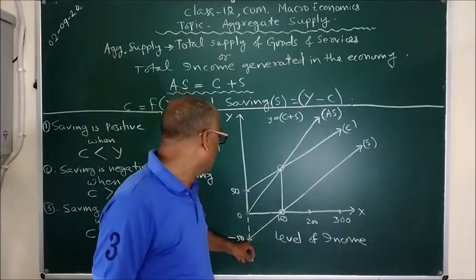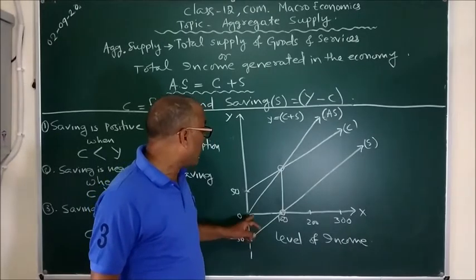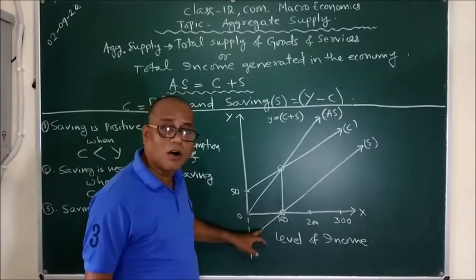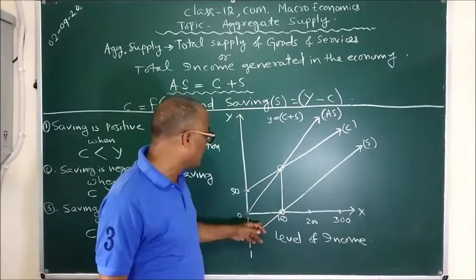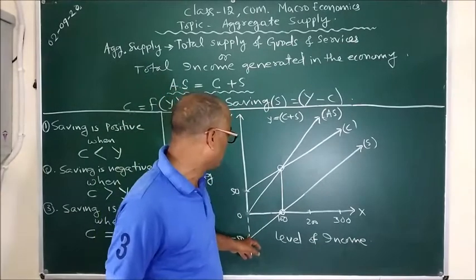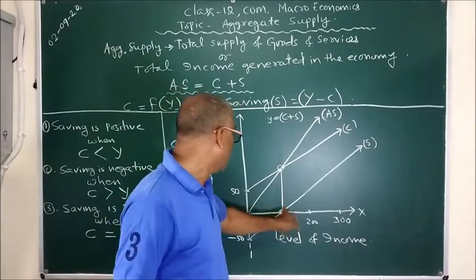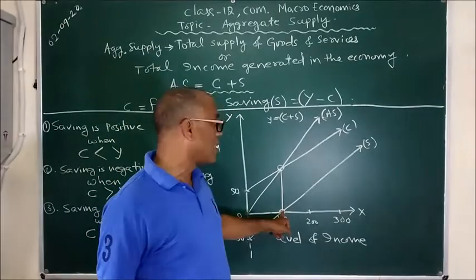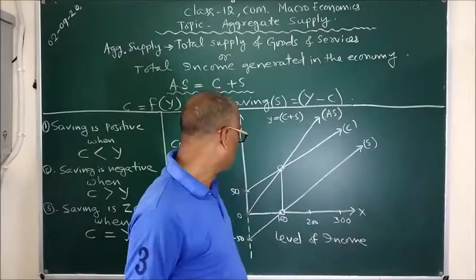So what you can see is that the saving curve starts from minus 50, and as the income level rises, the distance between the x-axis and the saving curve is getting narrower and narrower. What does it mean? That means the negative saving is being reduced, and at 100 level of income, our saving becomes 0, because it is touching the x-axis, and after that it becomes positive. That means it is going above the x-axis.